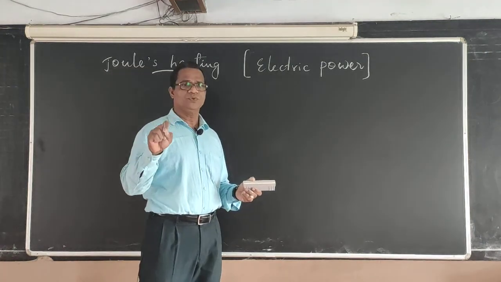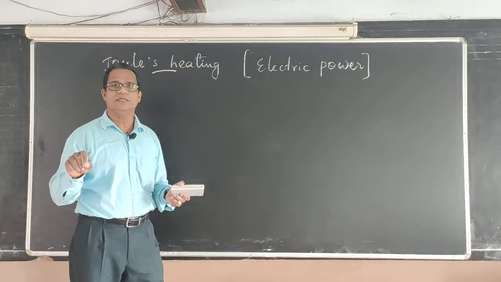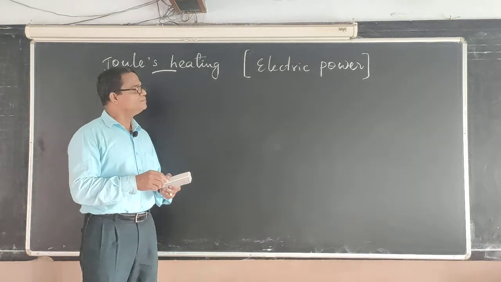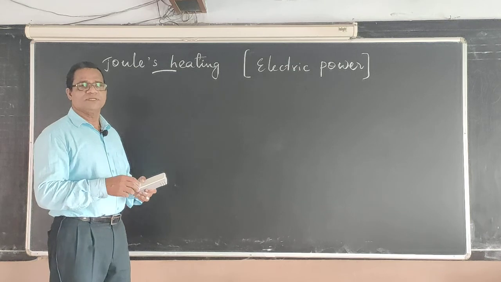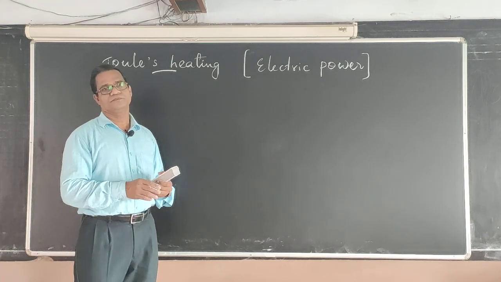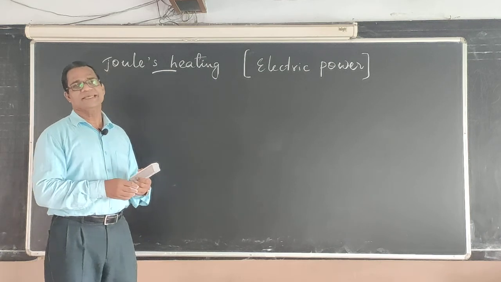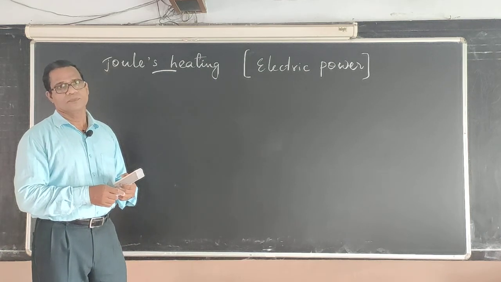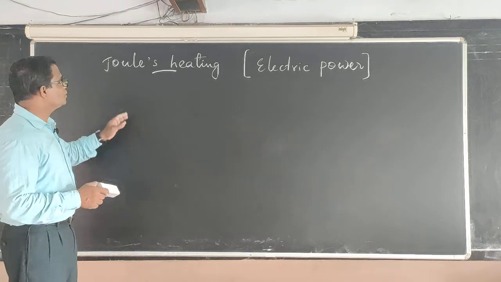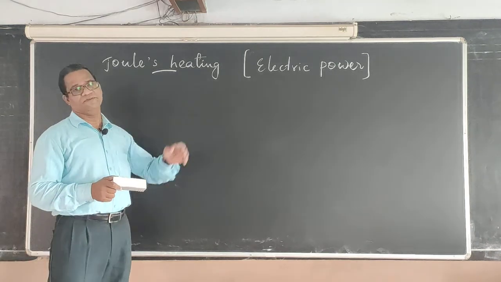If you take a circuit and a cell in it, and you connect that in a circuit form, after some time you can find that the cell is also getting heated up. Now what causes this heating? That heating is due to what we call Joule's heating effect.